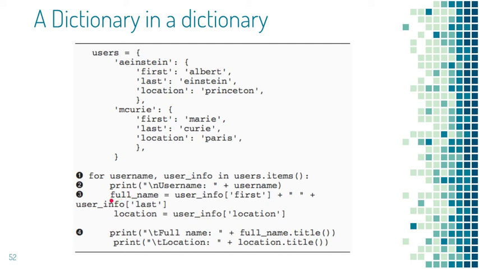At 3, we start accessing the inner dictionary. The variable user_info, which contains the dictionary of user information, has 3 keys: first, last, and location. We use each key to generate a neatly formatted full name and location for each person, and then print a summary of what we know about each user.